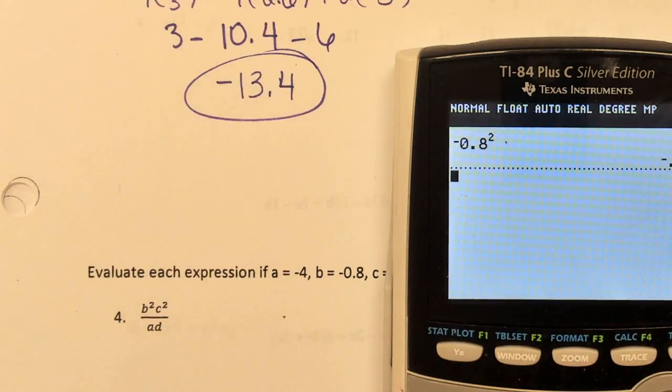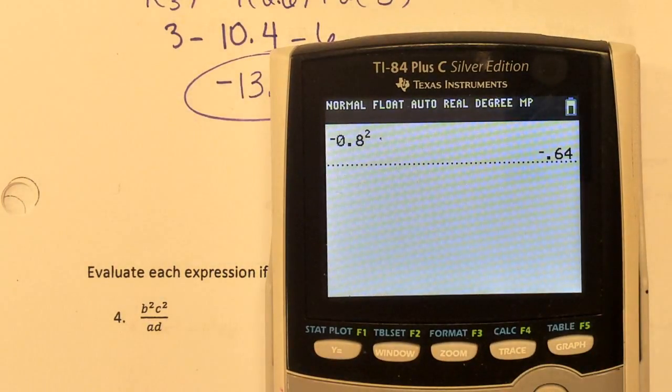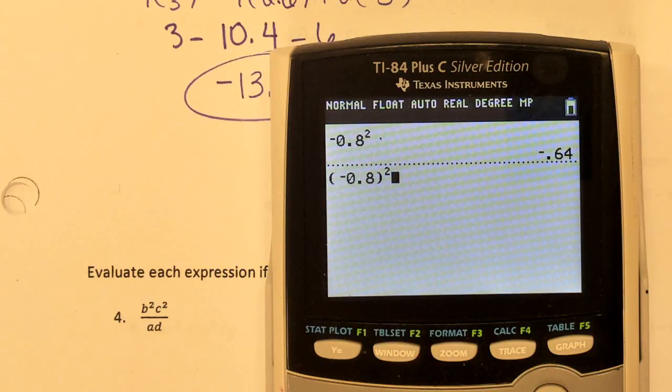Watch what happens when I square it like that. Y'all okay? See my answer? Now watch what happens when I type it in properly. What's the difference between the first one and the second one? Parentheses. Your calculator is only as smart as what you tell it to do, guys, okay? It's just a computer. See the difference?